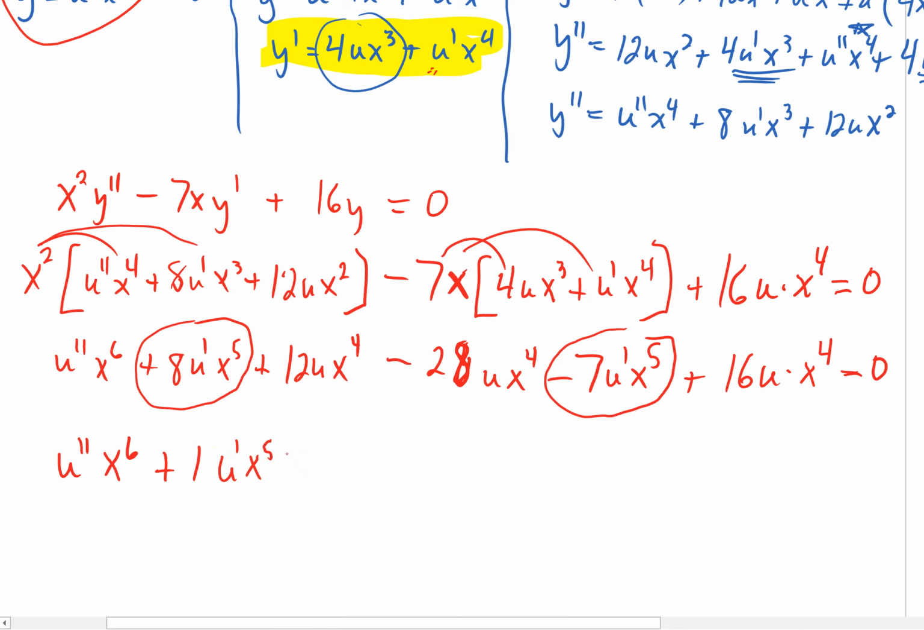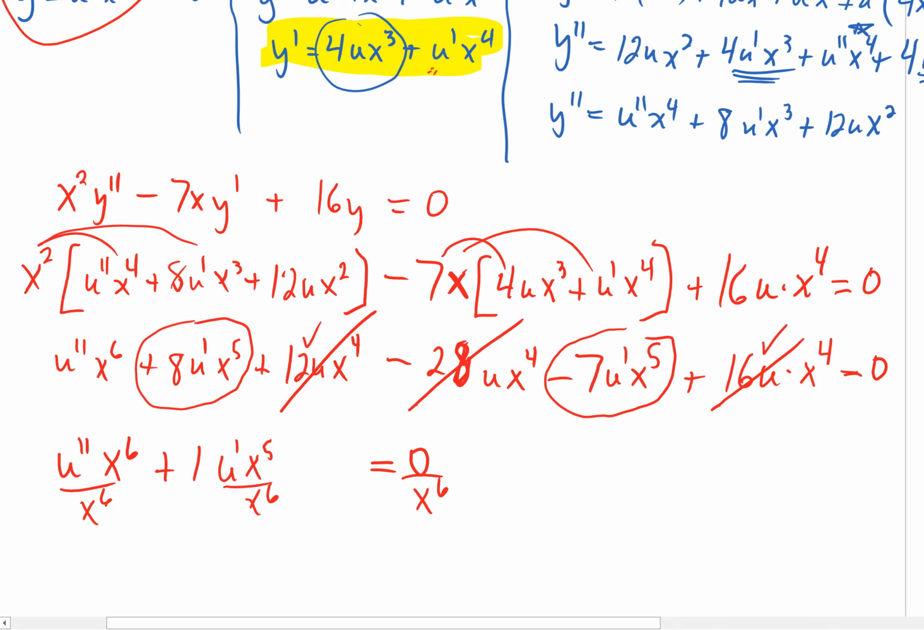And then what? Well, if you look at your 12u x to the fourth and a 16u x to the fourth, that adds up to 28u x to the fourth. That's going to cancel right here, and that's delightful. All of a sudden, this really messy looking problem has just gotten way, way, way nicer. Tell you what, I'm going to just divide everything by x to the sixth.